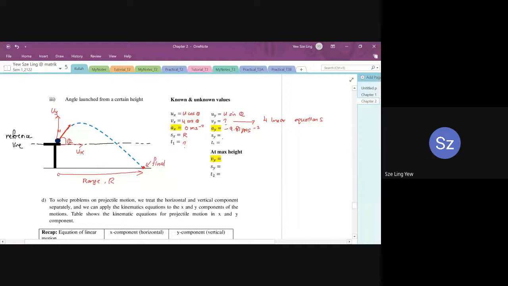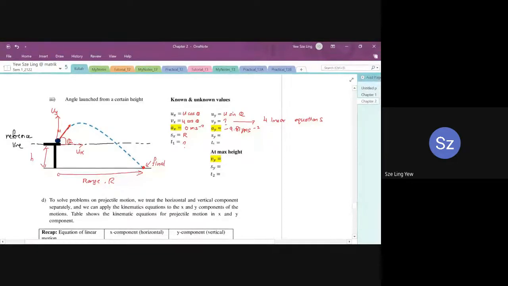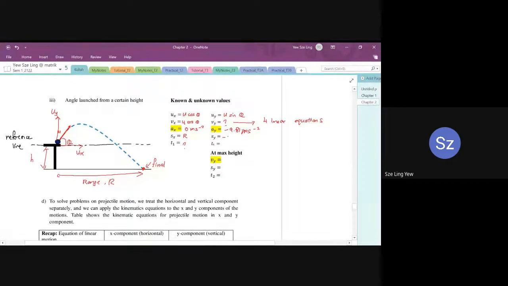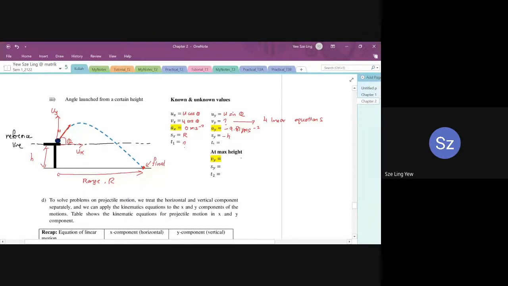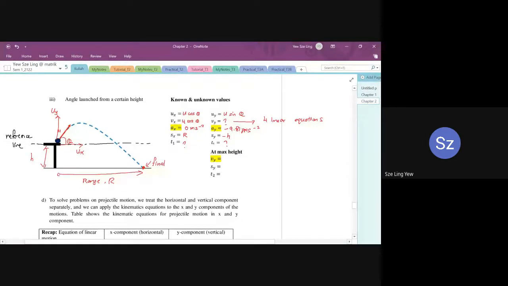How about sy? Now I have a table with a height h. The initial position is on the table and the final position is on the ground. This final position is located below the original position. Therefore, your sy should be a negative value, negative h. So again, t1 is an unknown.